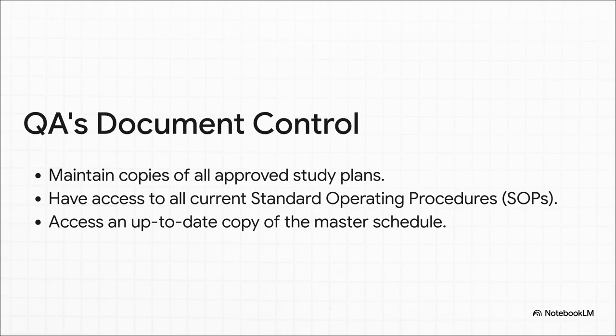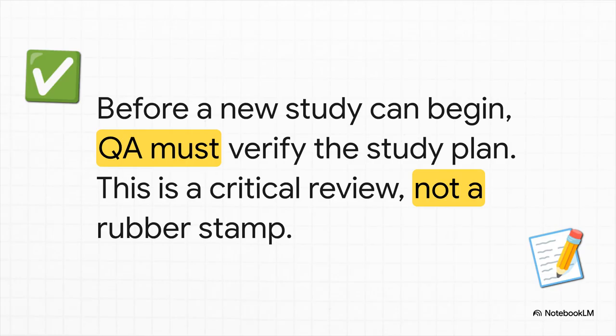At Apex Labs, the QA team is basically the central library for all the most critical documents. They have to keep the final approved study plan. They need access to every single current standard operating procedure, the detailed how-to guides for every task. And they need to see the master schedule. This gives them a full 360-degree view so they can see how all the pieces of the puzzle fit together across the whole facility.